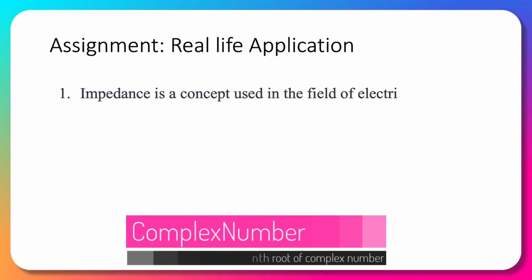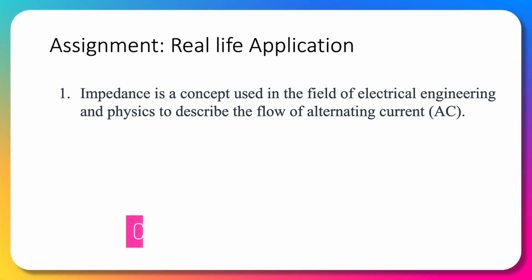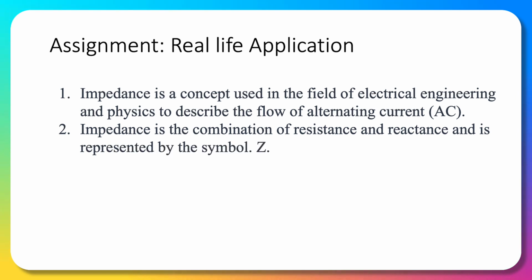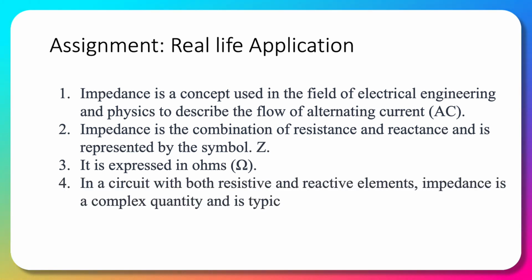Impedance is a concept used in the field of electrical engineering and physics to describe the flow of alternating current, AC. Impedance is the combination of resistance and reactance, and it is represented by the symbol Z. It is expressed in ohms. In a circuit with both resistive and reactive elements, impedance is a complex quantity typically denoted by Z equal to R plus iX, where i is the imaginary unit.